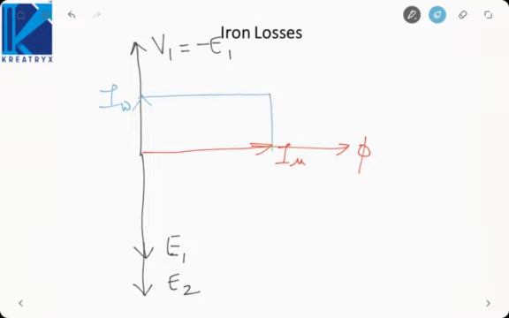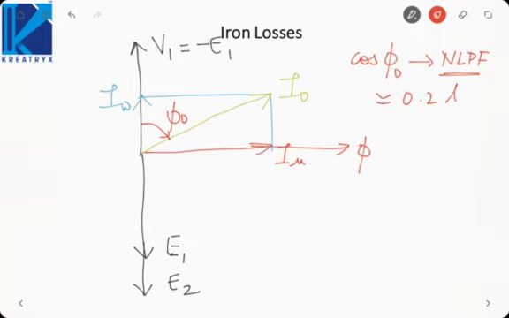So how to take the sum? We will take the sum something like this. This will be I naught, or the no load current in case of transformer. Is it fine? Now this angle phi naught is called the no load power factor angle, and cos phi naught is called the no load power factor. Okay, that is no load power factor, and it is almost 0.2 lag. No load power factor is around 0.2 lag.